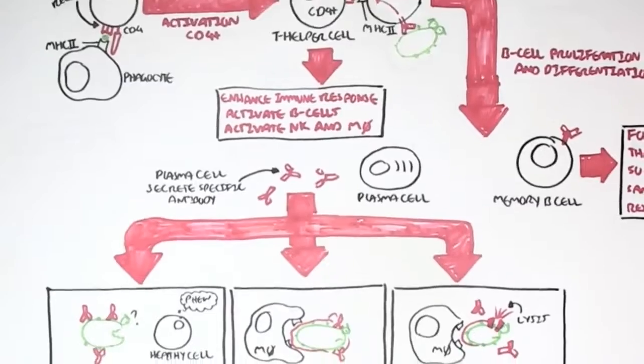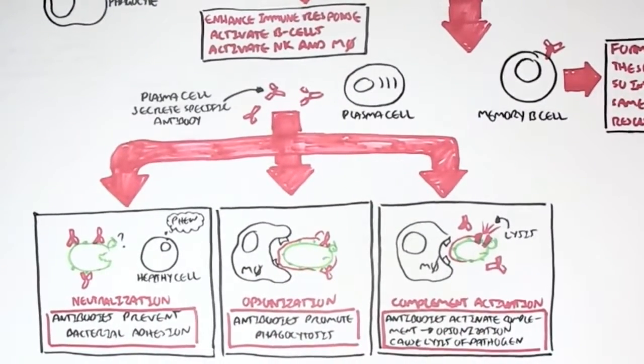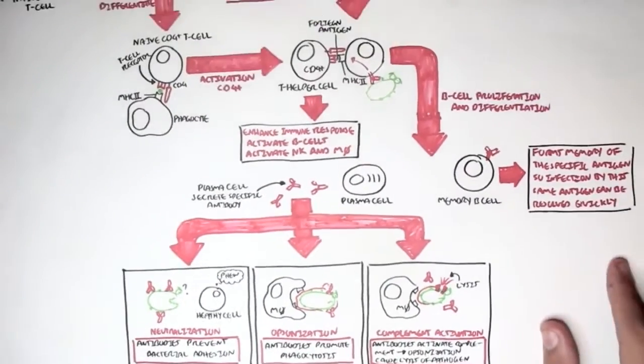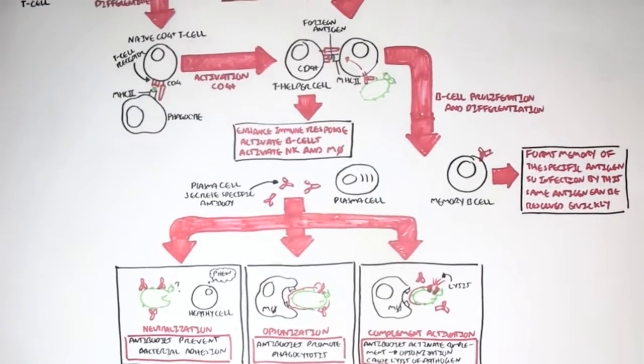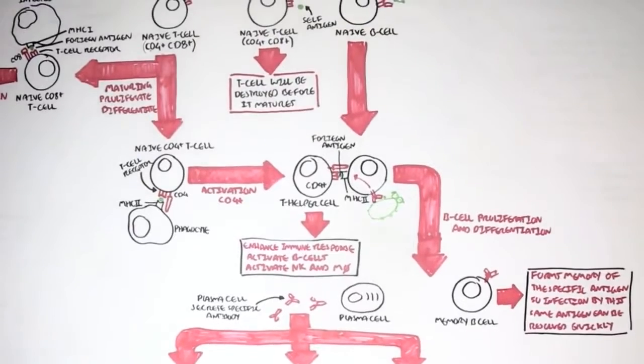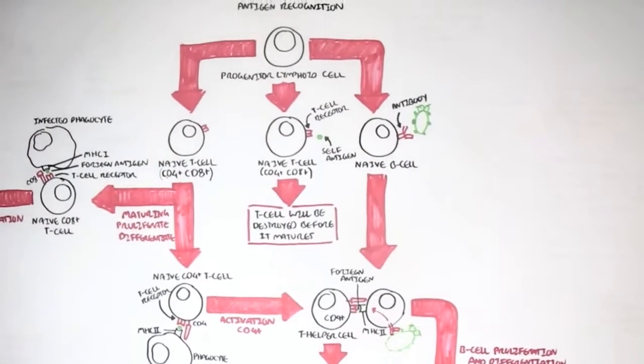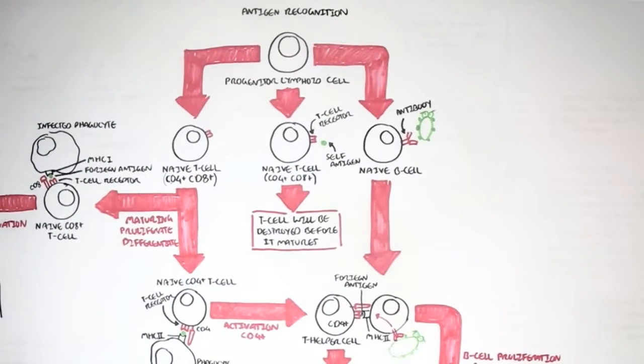And that was the function of antibodies secreted by plasma cells. What I just drew was just an overall picture of how the CD4 and CD8 T cells become activated and how the naive B cell also becomes activated.